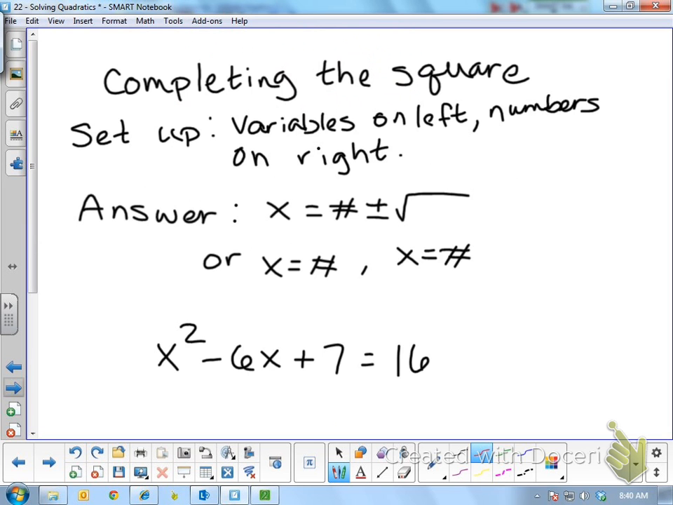Okay, completing the square. This is something we did a little more recently. So hopefully it's a little more fresh in your memory.